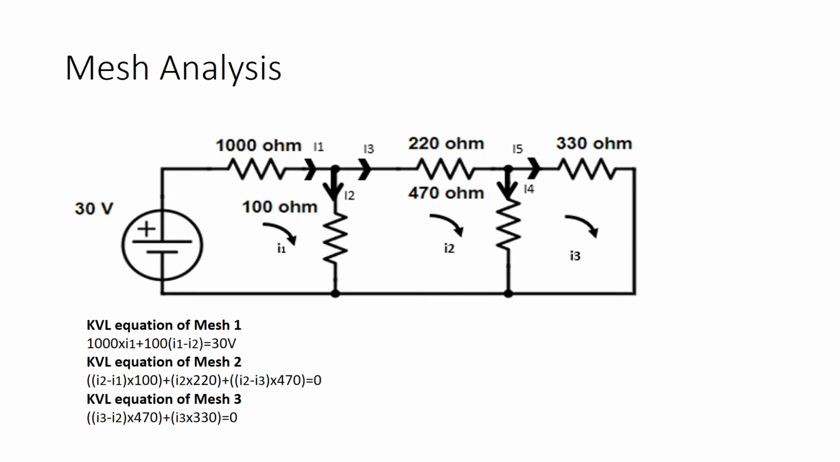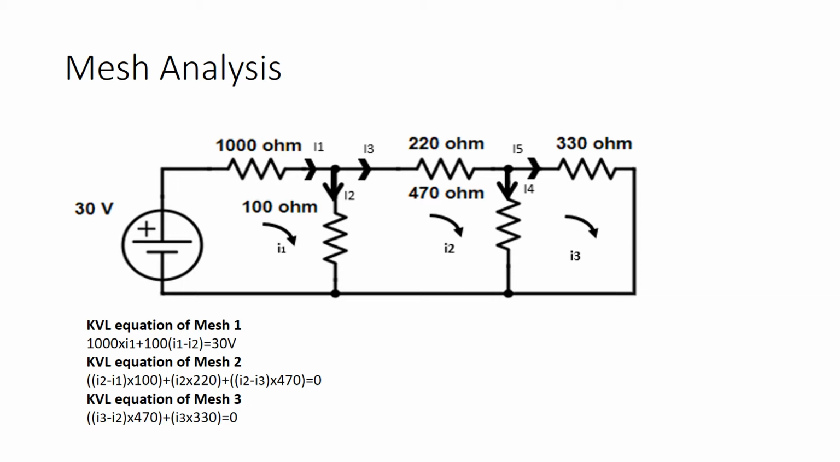So the overall equation will be 1000 ohm into i1 plus 100 ohm into (i1 minus i2) minus 30 volt is equal to 0, or else we can write it as 1000 into i1 plus 100 into (i1 minus i2) is equal to 30 volt. That is the equation for mesh 1.